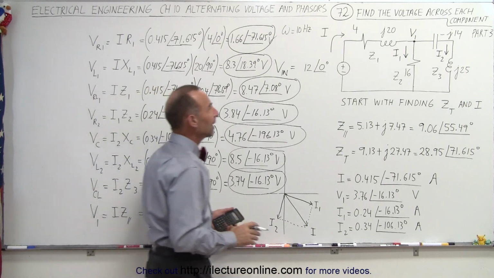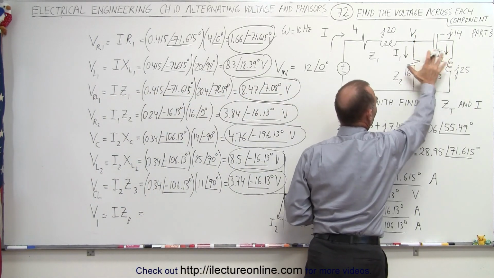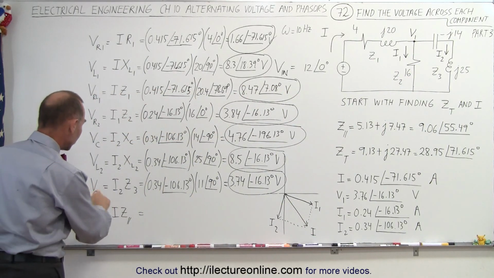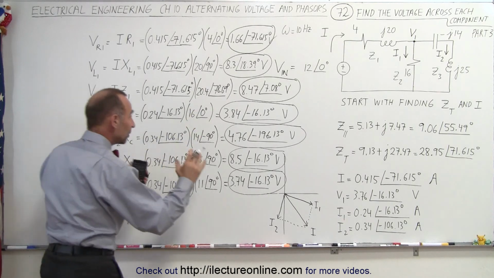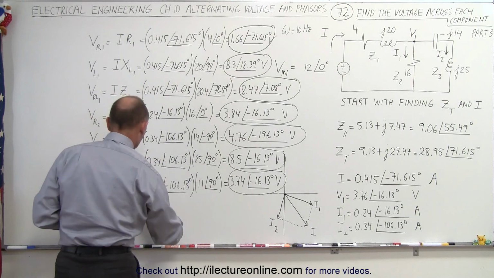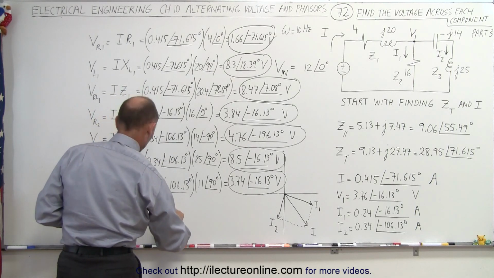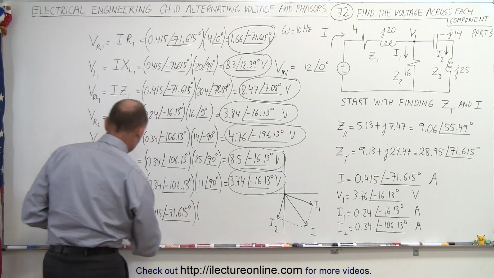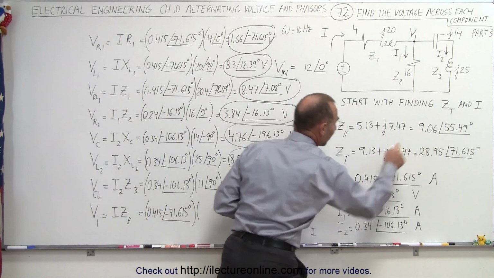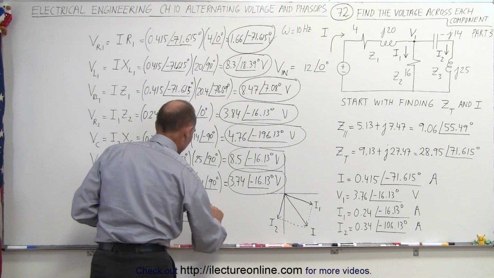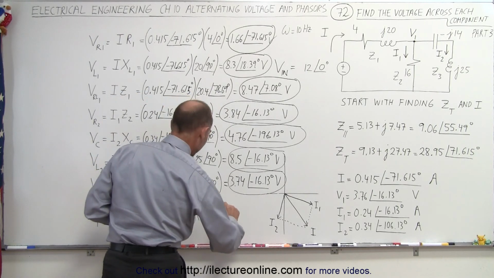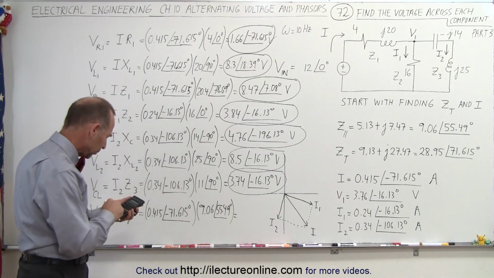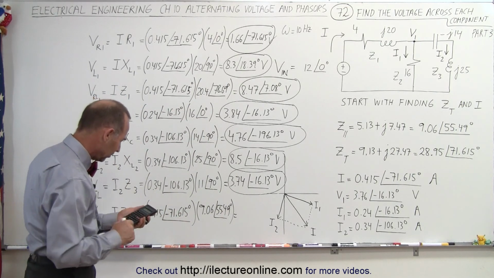And finally, we want to take the voltage across the entire parallel branch. That's the same as V1. We can also calculate that because we calculated that in the previous video, but we can also calculate it here by taking the total current entering that branch, which is I, and I is 0.415 with a phase angle of -71.615 degrees, and multiplying that times the impedance of the parallel branch, which we kept right here from the previous video, which is 9.06 with a phase angle of 55.49 degrees. And we multiply that together, we get 0.415 times 9.06, which is 3.76.